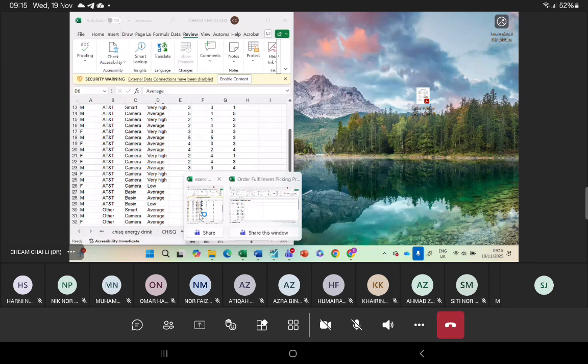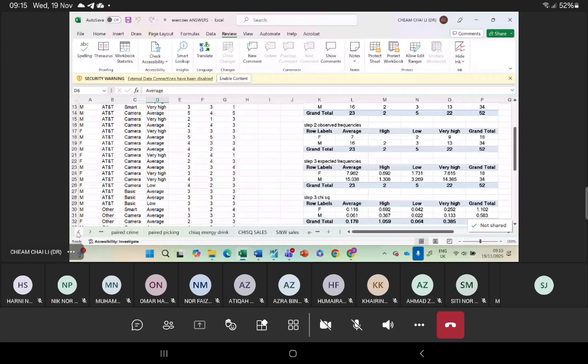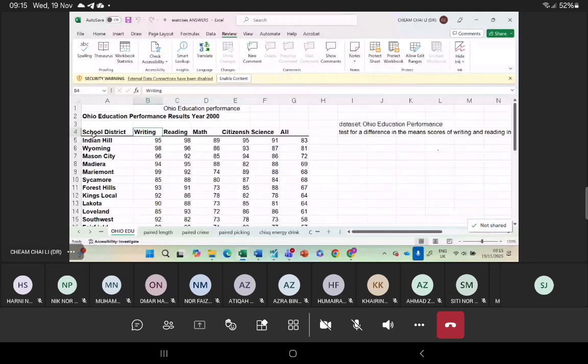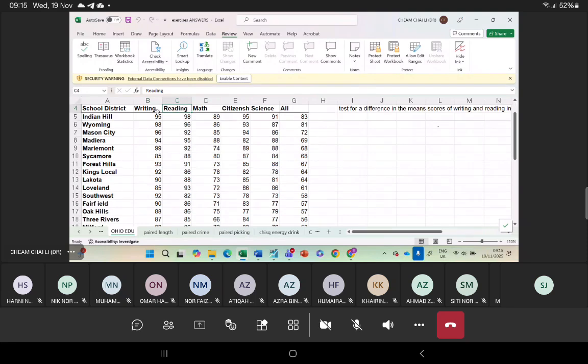Okay, you look at the Ohio one, kan? Ohio, saya ada tak? Okay. So Ohio, you see, yang ni adalah school district. So you have the writing score and the reading score. So these two are based on the same school district, kan?